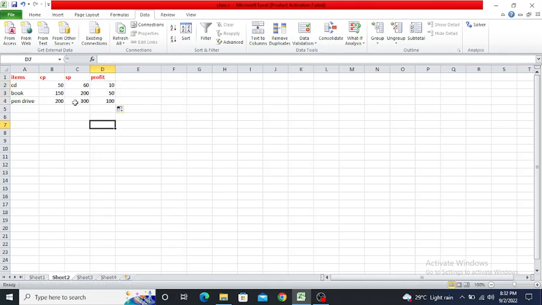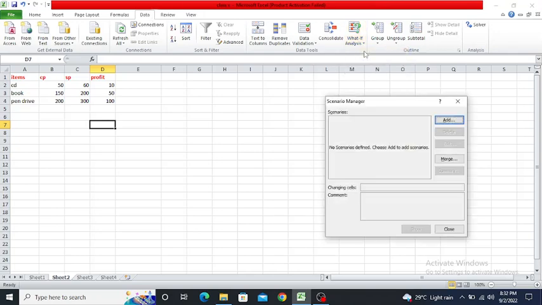Okay. Now we have to add different scenarios. That is, we have to change the values of cost price and selling price, and we have to add scenarios, and we have to see what the profit comes out to be for different scenarios. This is the scenario manager. Okay, so for that we go to what if analysis. In the data tab we go to what if analysis and we click on scenario manager.